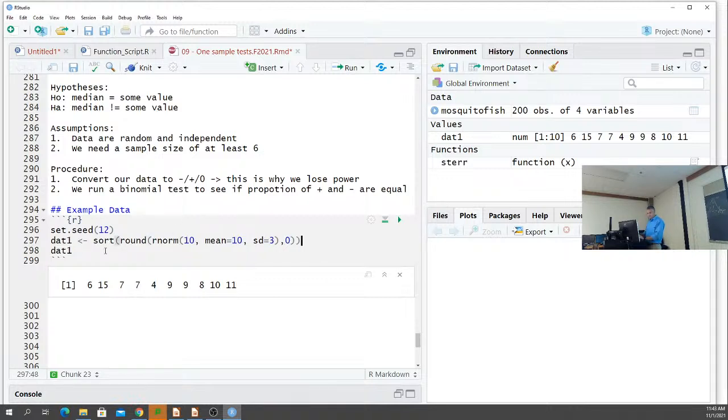I'm going to sort it so I have it from smallest to largest. So here's our example data set. We're going to ask the question: is our sample median equal to 10? We drew our random sample from a normal distribution that should have a mean of 10, and if it's normally distributed, then our mean and median should be equal or close to equal. So we'll ask, is our sample median equal to 10?